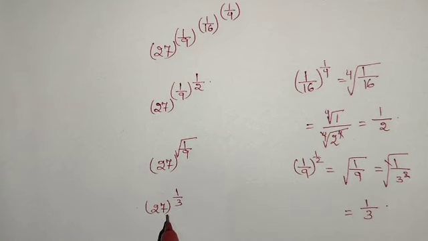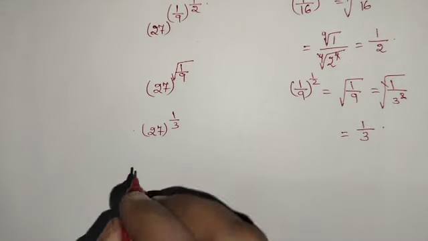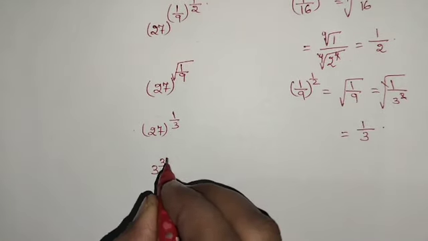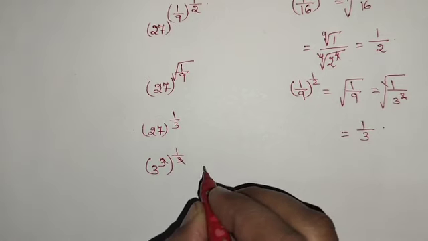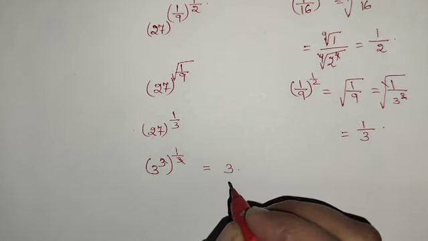Then 27 we split 3 to the power 3 whole to the power 1 by 3. Then 3 is cancelled. Then the answer is 3.